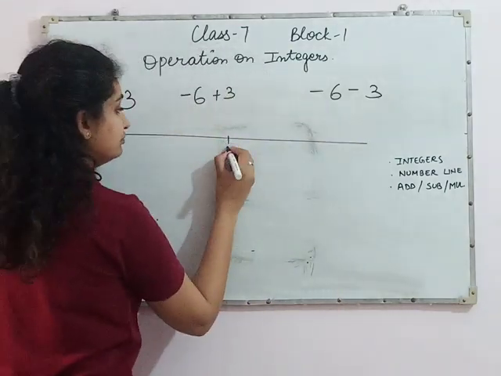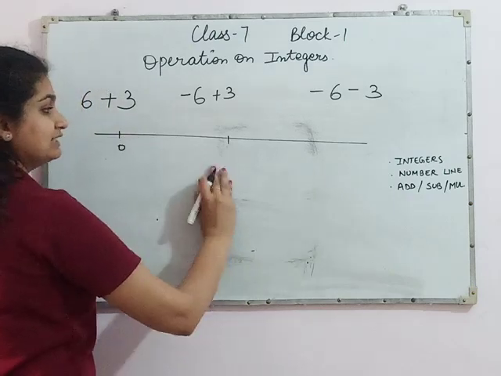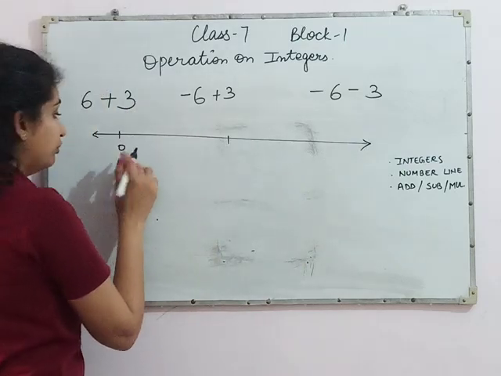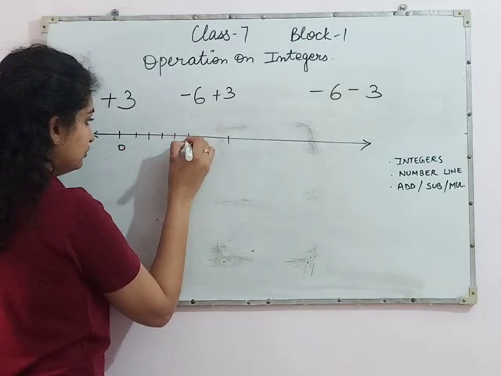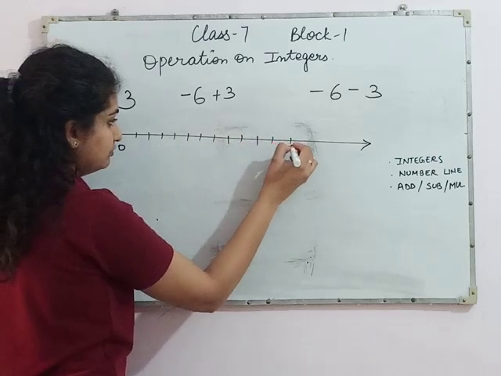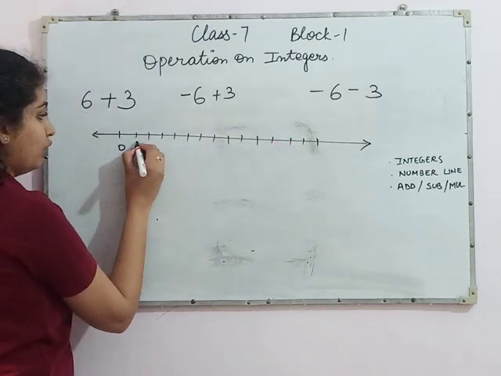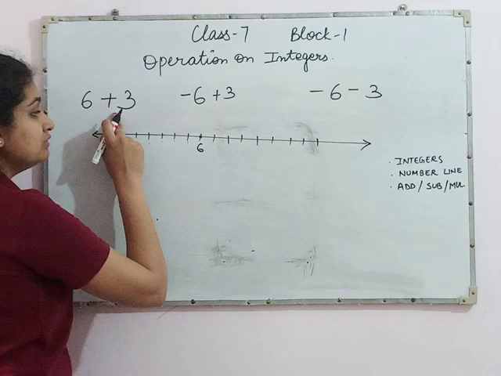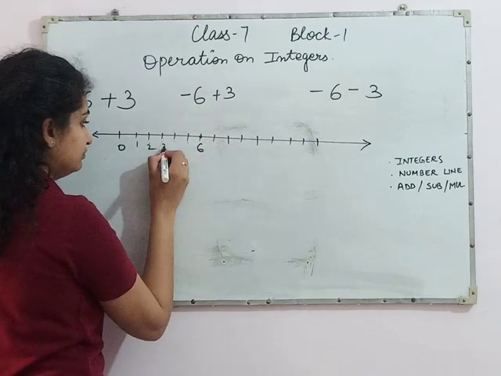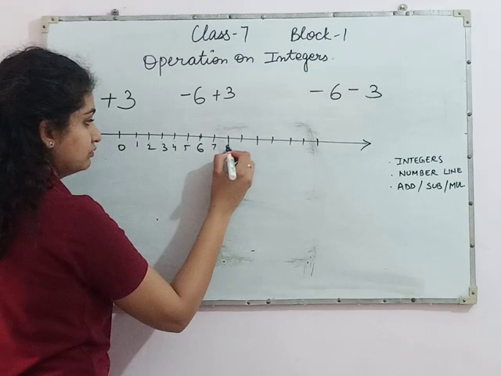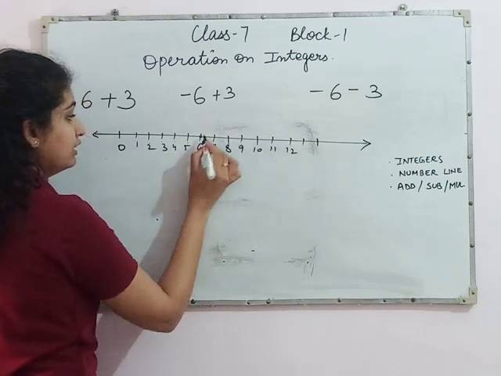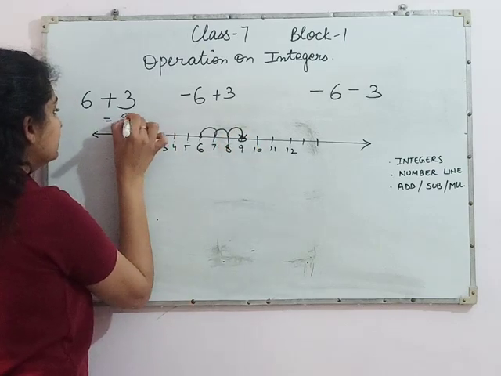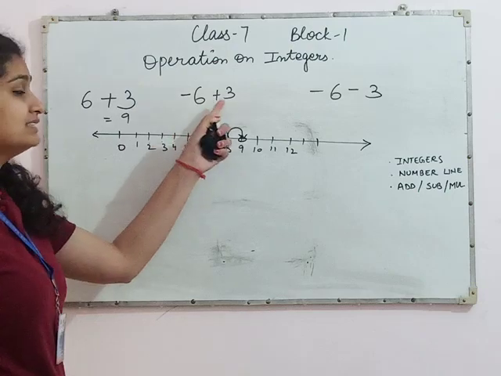Both are positive. So it should be on the right side of the 0. I am not writing the negative part, I am writing the positive part only because both are positive. Start from 6. 1 2 3 4 5 6. This is 6 plus 3. 1 2 3, we reach 9. So 6 plus 3 is 9. Minus 6 plus 3.